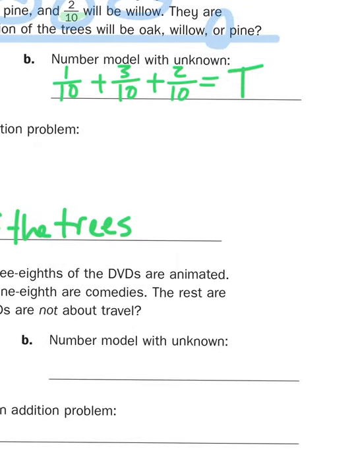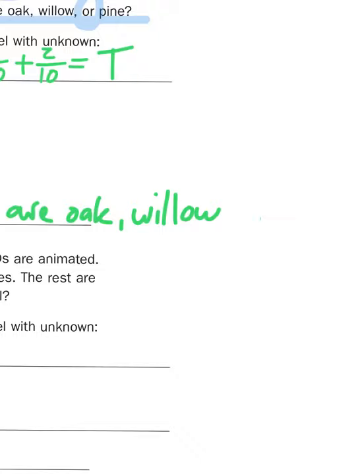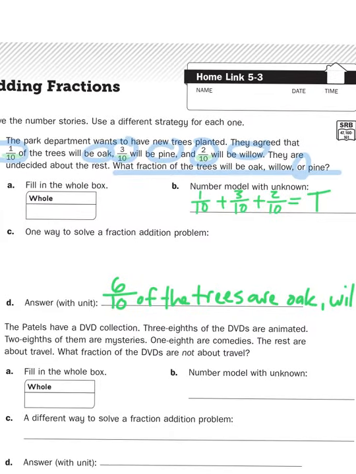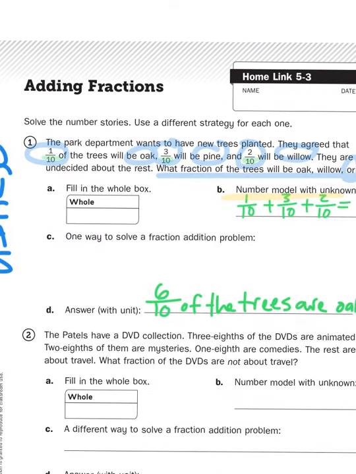So 6/10 of the trees are oak, willow, or pine. Okay, so all I did here was I took my numerators and I added them together. So one way to solve a fraction addition problem would be just to add the numerators.